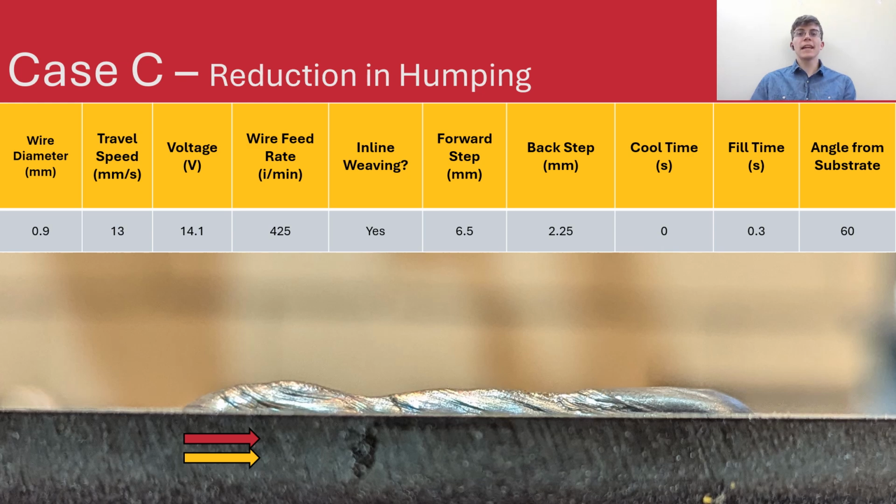Finally, we move on to case C, where we have started introducing longitudinal inline weaving to the deposition process. Like case B, the travel speed is 13 millimeters per second. Important things to notice are the reduction in severity of peaks and valleys, as well as a more consistent average deposition height. While this case does not represent a complete removal of humping, the obvious reduction of the defect leads to a strong implication that introducing inline weaving will lead to higher quality depositions at higher speeds.